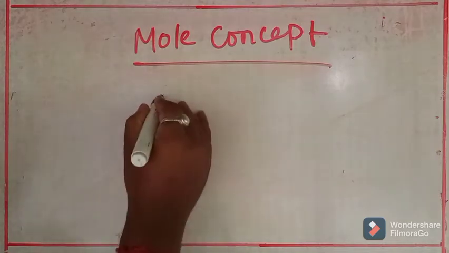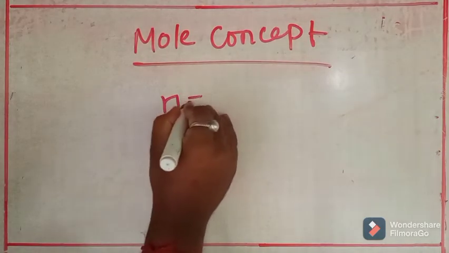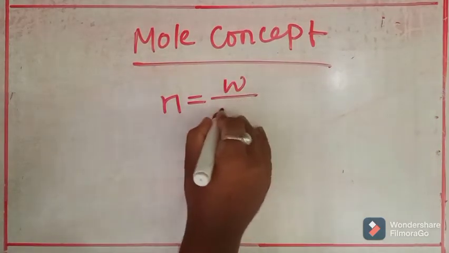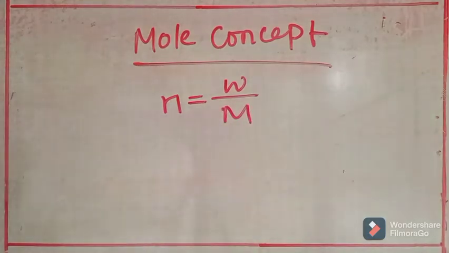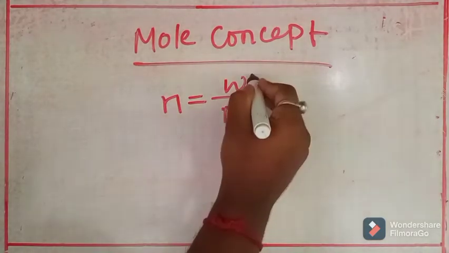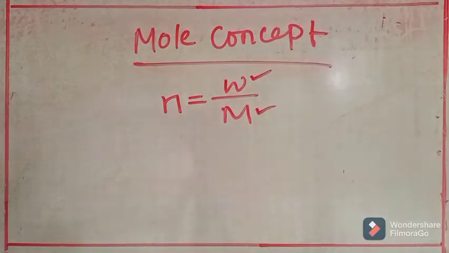Mole is generally represented by n, that is equal to W by M. So what is W? This is the amount of the substance taken, and M is its molar mass. Without going too much into theory, we will understand the mole concept by its practical use, right?